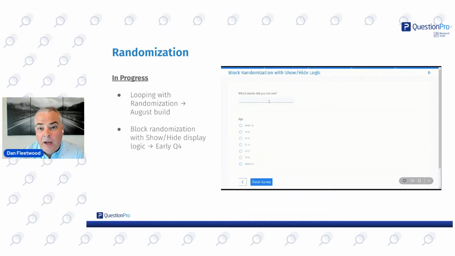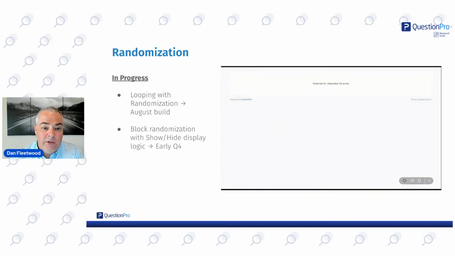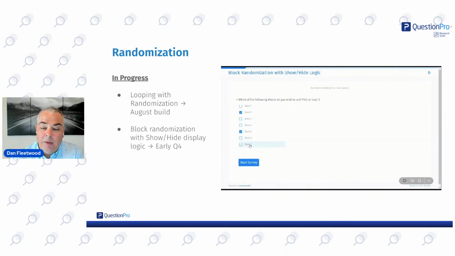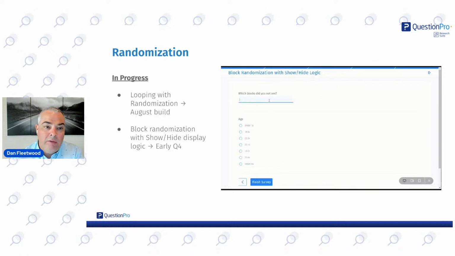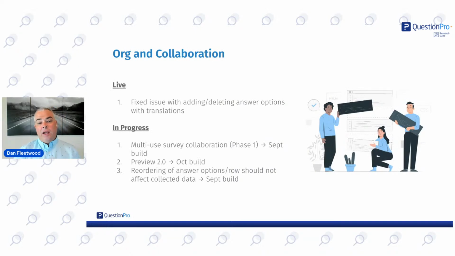So thinking a lot about the randomization, some programming, both show hide logic and looping randomization in your surveys. These are things that we're definitely thinking about, of how to make researchers' and survey programmers' lives easier when they're using our platform. All right, the collaboration features are some of the ones I'm arguably most excited about, because I think they'll help both the collaborative nature of all insights teams at this point, but also really help round out the QuestionPro offering.